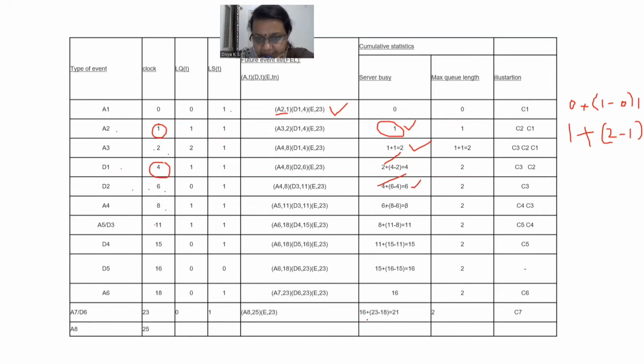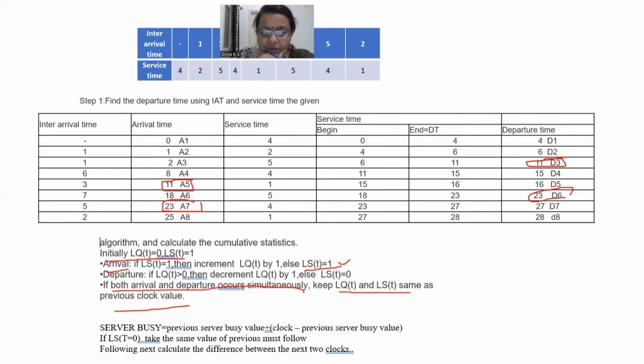After this, how the formula will change: when L of ST equals 0 comes, to calculate the next value, take the previous server busy value plus the previous two clock values. 23 minus 18. I also mentioned that here. I don't know whether you understood or not. If L of ST equals 0, take the same value for the previous one, or the previous value must be followed. And for the next line, calculate the difference between the next two clocks.